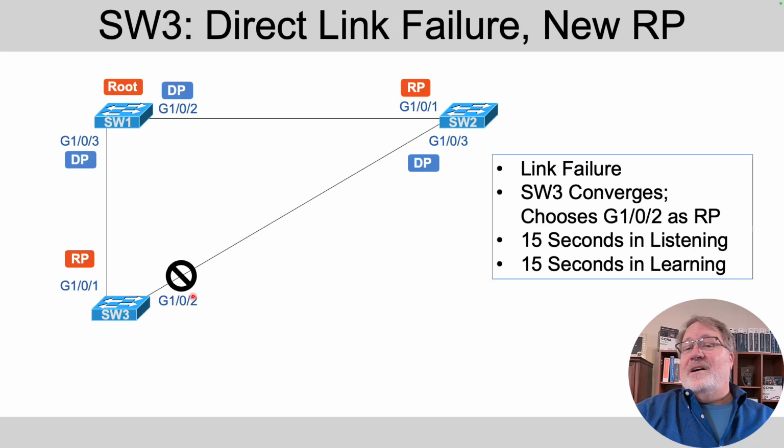All right, so what do we have here? We've got the same topology. Switch 1 is root. Switch 2 is not. It's got a root port. It's going to be designated port on this link down to switch 3. Gig 102 is the one that's going to be in a blocking state to begin.